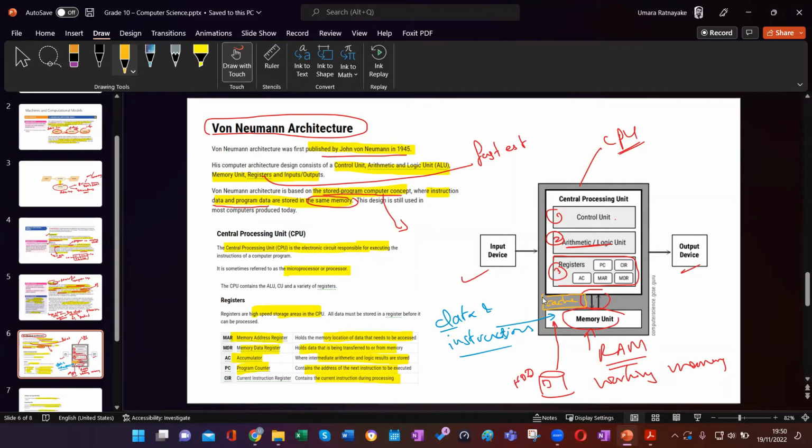Why did I draw it as a half rectangle here? Because not all data and instructions sent from the RAM to the registers are stored in cache. Cache will store only the frequently and recently used data and instructions, right?